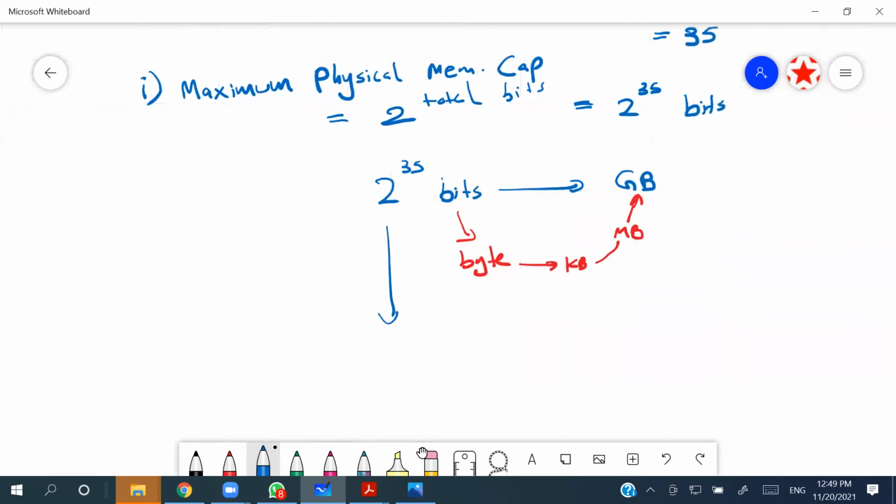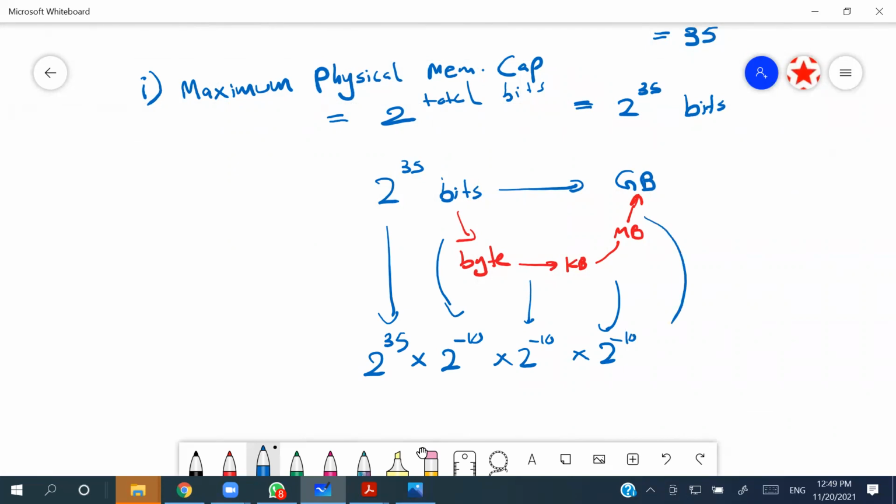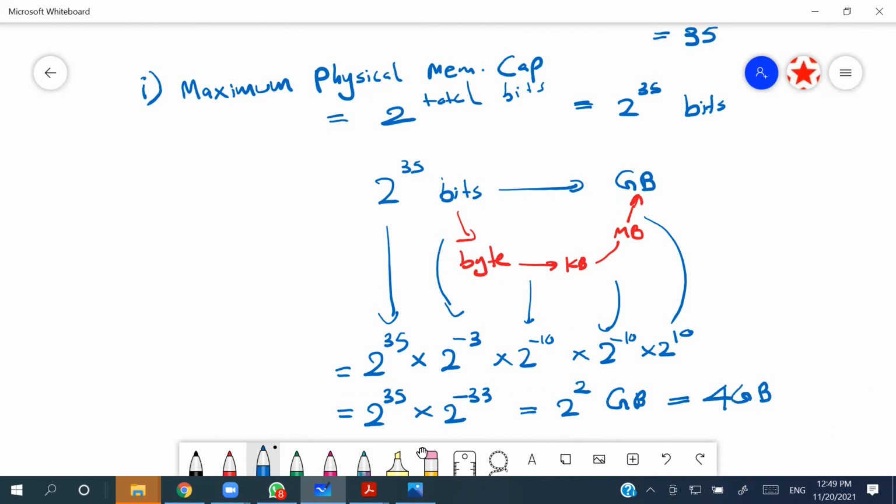So this is the way it goes, 2 to the power 35 into 2 to the power minus 10, 2 to the power minus 10, 2 to the power minus 10. I'm sorry, my bad. This is going to be 2 to the power minus 3. This is 2 to the power minus 10. Right, so this gives 2 to the power 35 into 2 to the power minus 33, which gives us 2 to the power 2 GB, which means 4 GB.